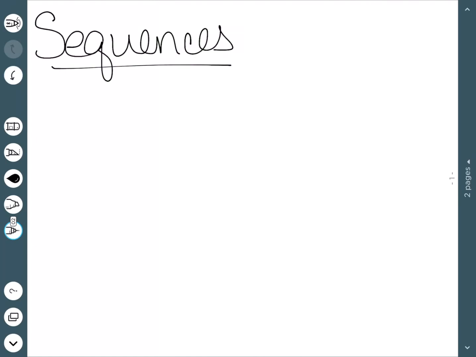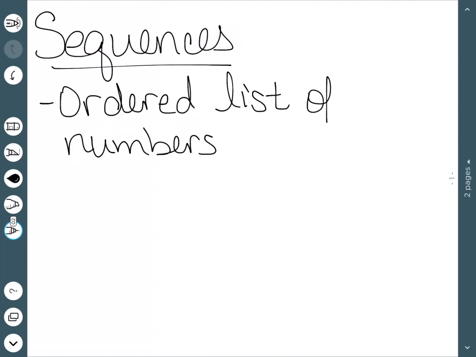We're going to change gears a little bit and talk about sequences. So what exactly is a sequence? A sequence is just an ordered list of numbers. We could have the sequence of odd numbers, 1, 3, 5, 7, 9, etc. And there are lots of different sequences.